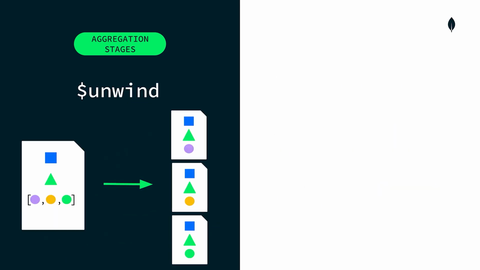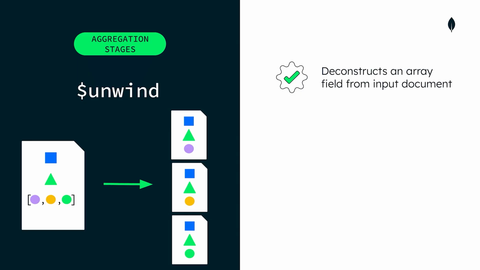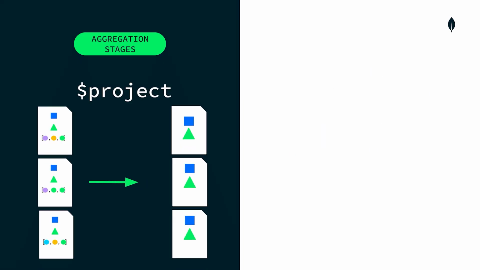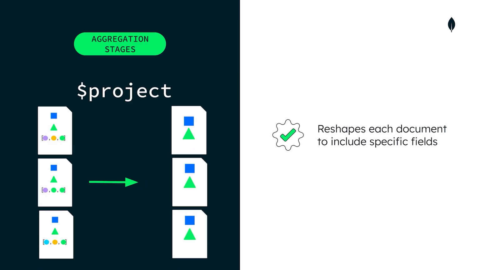The unwind stage deconstructs an array field from the input documents. Unwind outputs a document for each element of the array. In other words, it flattens the array. Finally, the project stage reshapes each document so specific fields are included in, excluded from, or added to the output. This isn't an exhaustive list of stages, it's just the beginning. Visit the MongoDB docs to learn about more stages.